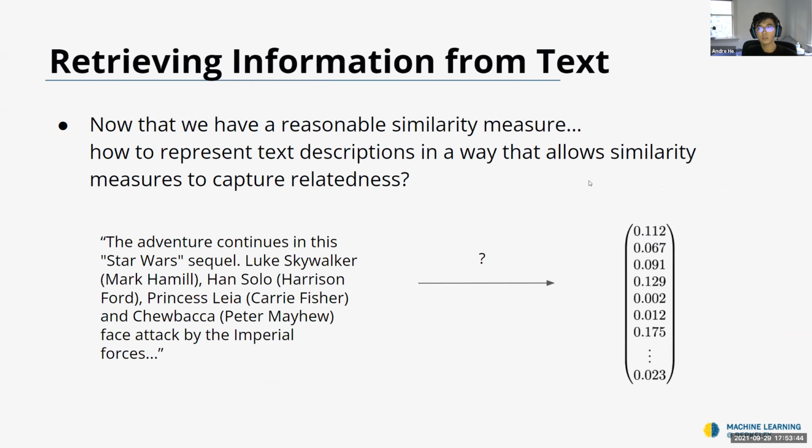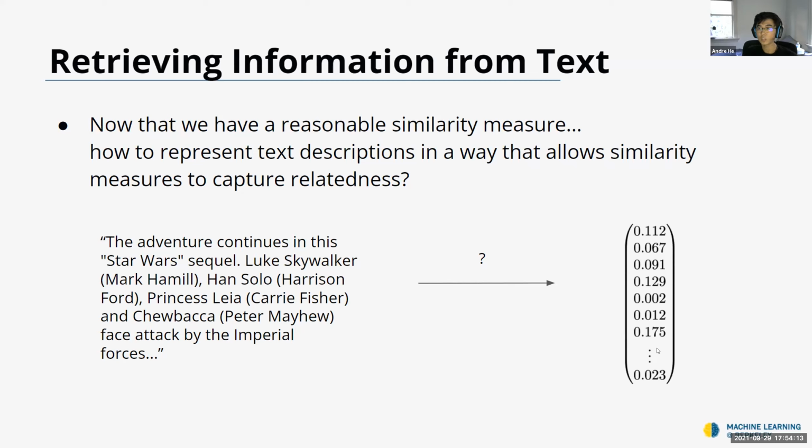Yeah, and now we move on to applying these things to processing text descriptions. So let's say your items are described by a paragraph of text. If you're recommending movies, maybe your movie is described by this passage, the adventure continues and blah, blah, blah. And you would want to convert this to a vector representation that can be represented by a set of numbers.